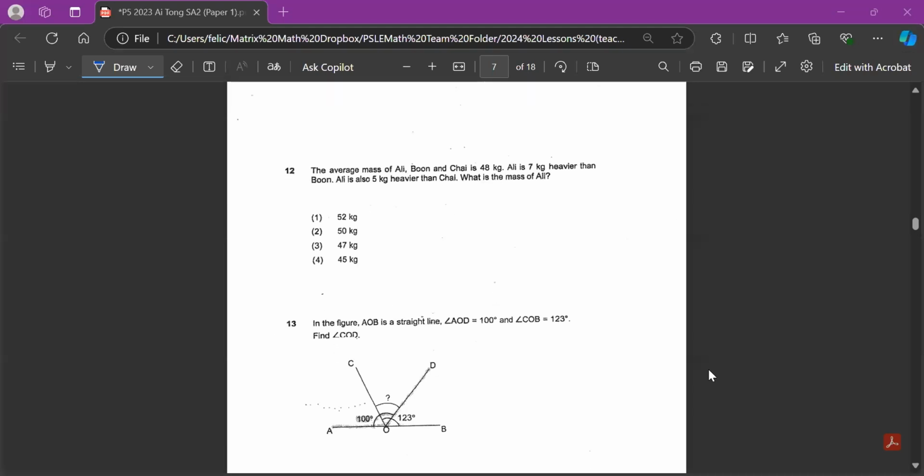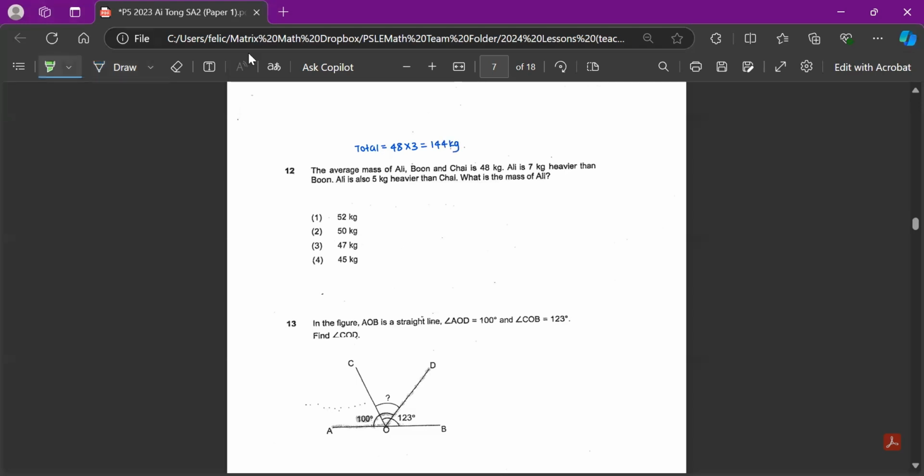Question 12. So the average mass of Ali, Boon, and Chai is 48 kg. Ali is 7 kg heavier than Boon. Ali is also 5 kg heavier than Chai. What is the mass of Ali? So they have given us the average. When you're given average, first thing is to work out the total mass first. Okay, so let's do that. Total mass means your average 48 multiplied by 3 of them. So this works out to be 144 kg for all of them, the total mass.